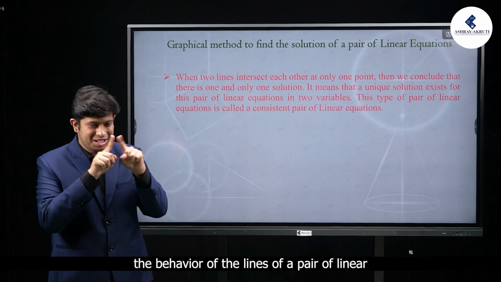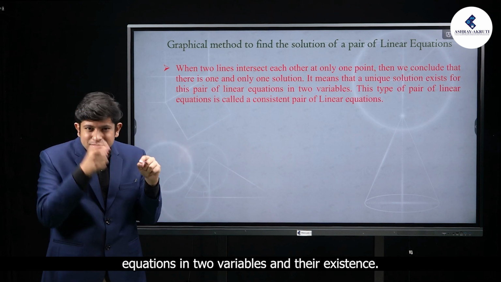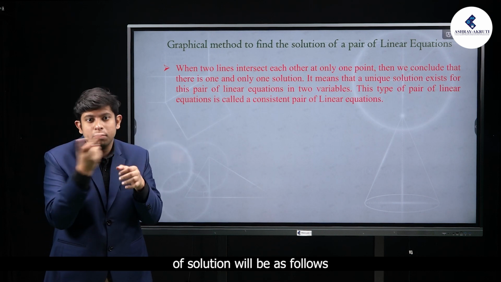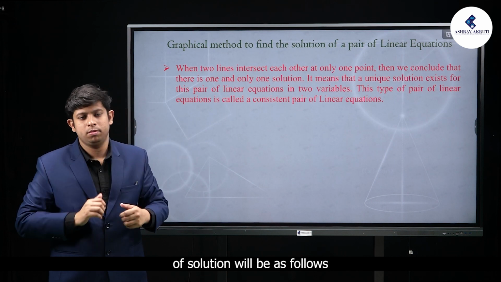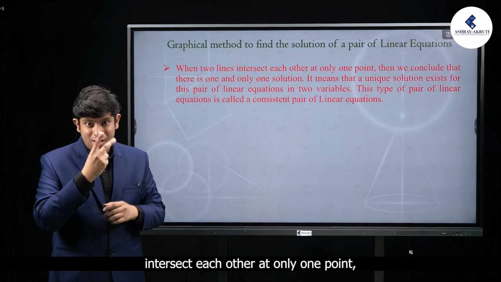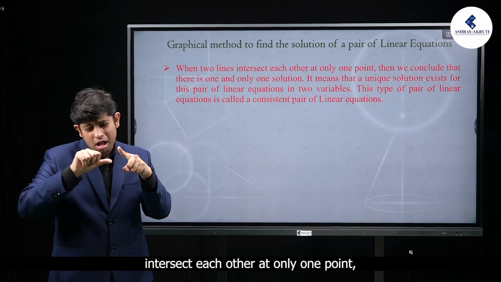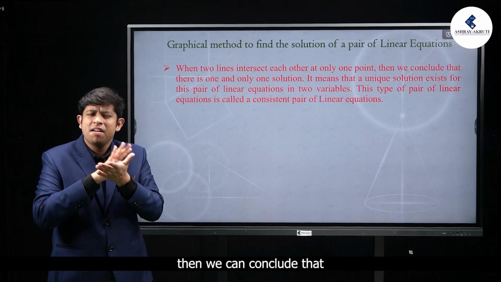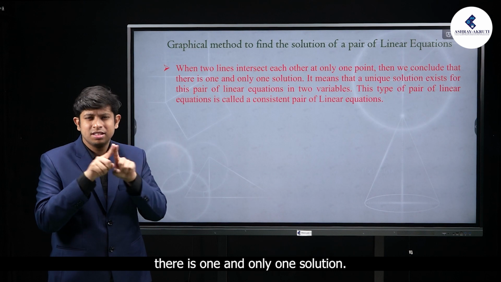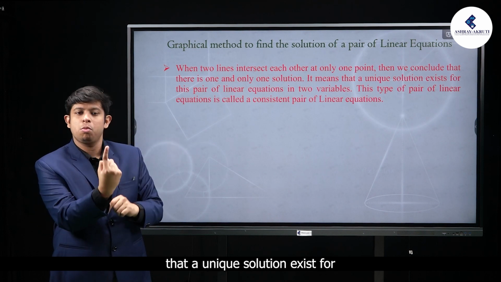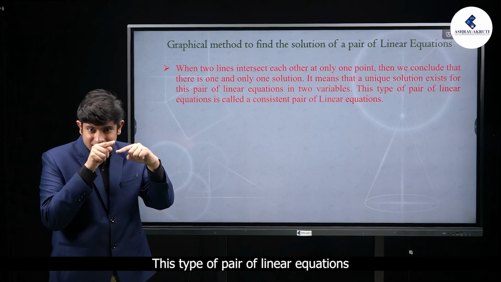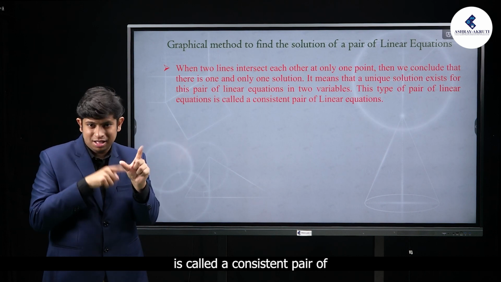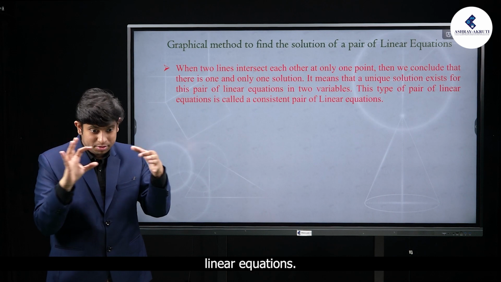The behavior of the lines of a pair of linear equations in two variables and their existence of solution will be as follows. When two lines intersect each other at only one point, then we can conclude that there is one and only one solution. It means that a unique solution exists for this pair of linear equations in two variables. This type of pair of linear equations is called a consistent pair of linear equations.